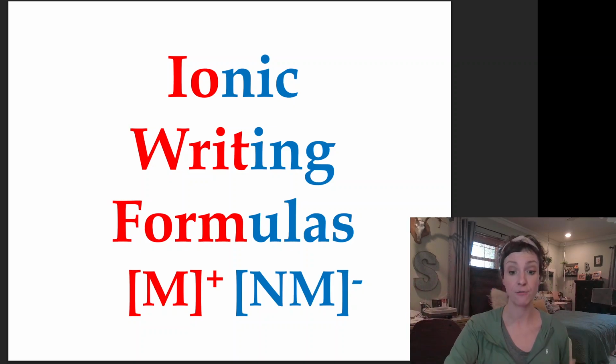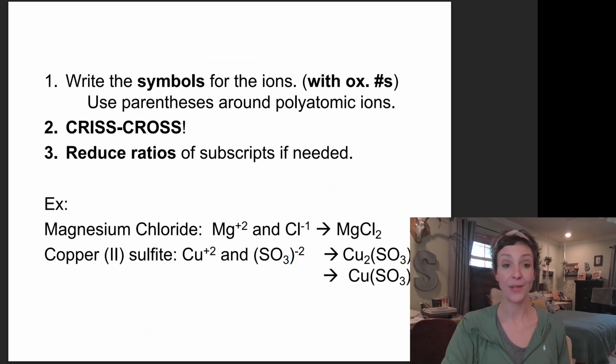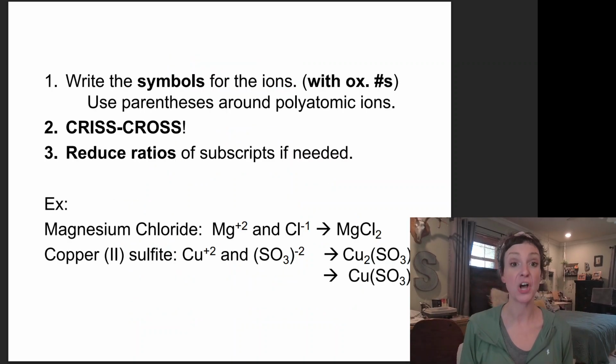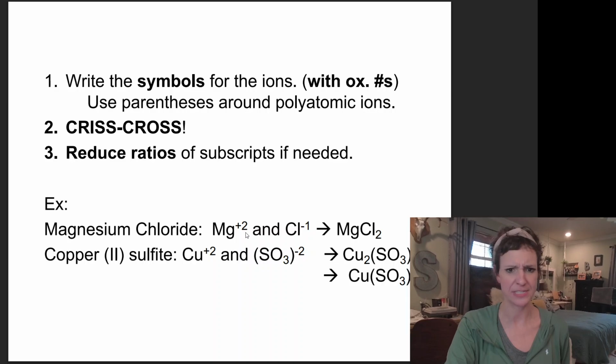Now I can do the reverse, writing a formula, which means I've given you the name of the ionic compound and you can create a formula for me. And the strategy behind this is something called a crisscross. So I'm going to write the symbols for the ions. Let's go ahead and focus on one of my examples to explain more what I'm talking about here.